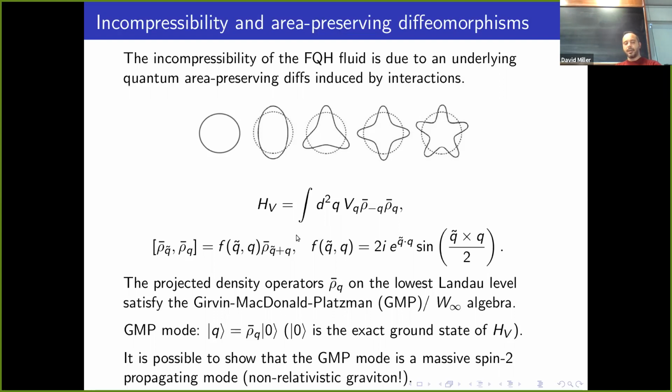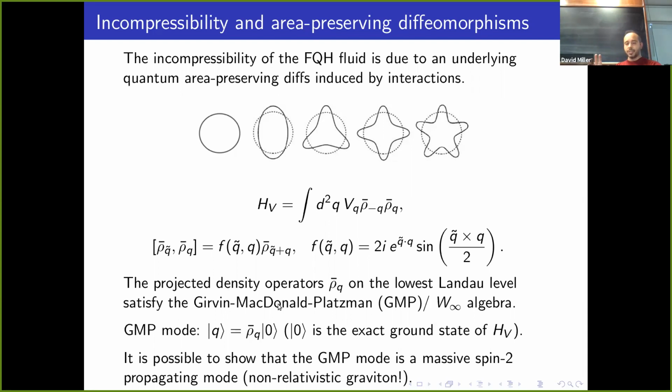It's an extra piece of the story. And indeed, this piece tells us that there is a propagating gapped mode in the bulk that we call the GMP mode. Basically, the GMP mode is just the projected density operator acting on the vacuum, or ground state, sorry, of the interacting part of the Hamiltonian.